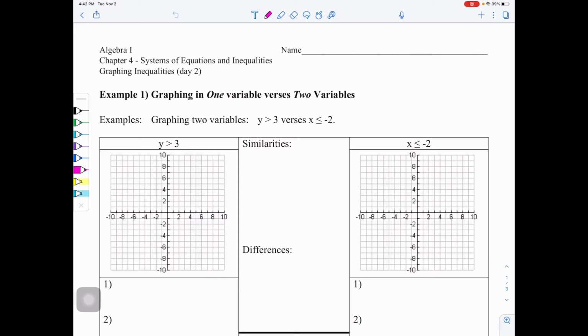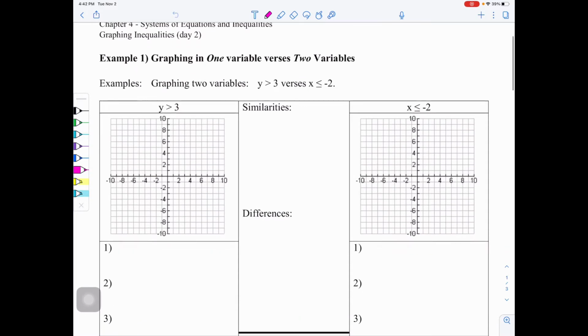Today's lesson is called Graphing Inequalities Day 2. In example 1, we're going to look at graphing in one variable versus two variables. Let's start first with looking at examples of graphing two variables, y is greater than 3 versus x is less than or equal to -2.